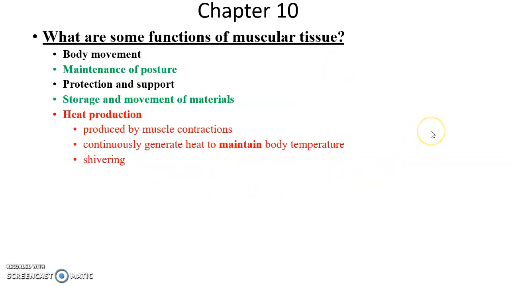Heat production. Turns out that muscles, when they contract, generate heat. And so that heat generation actually helps maintain our body temperature. A significant proportion of the heat that makes up our body temperature is coming from muscles contracting. And then, of course, in situations where our body temperature gets too low, we can have muscle shiver, which is basically rapid contractions to generate more heat.